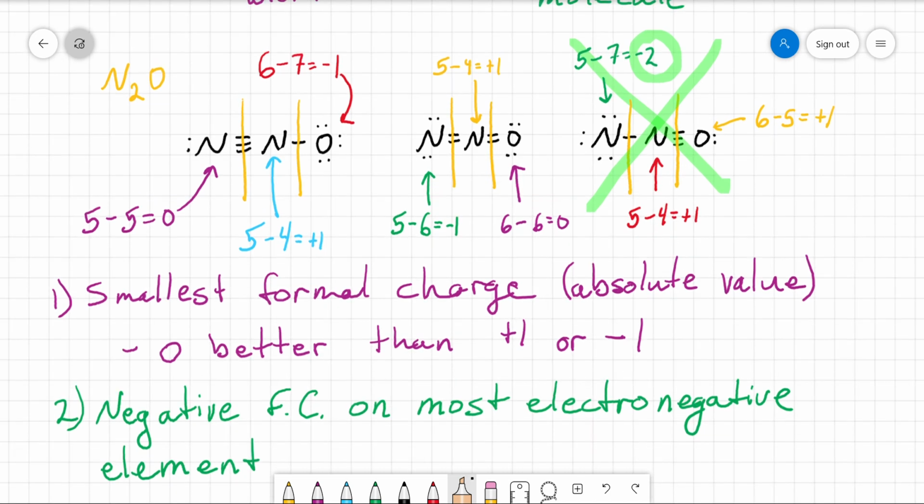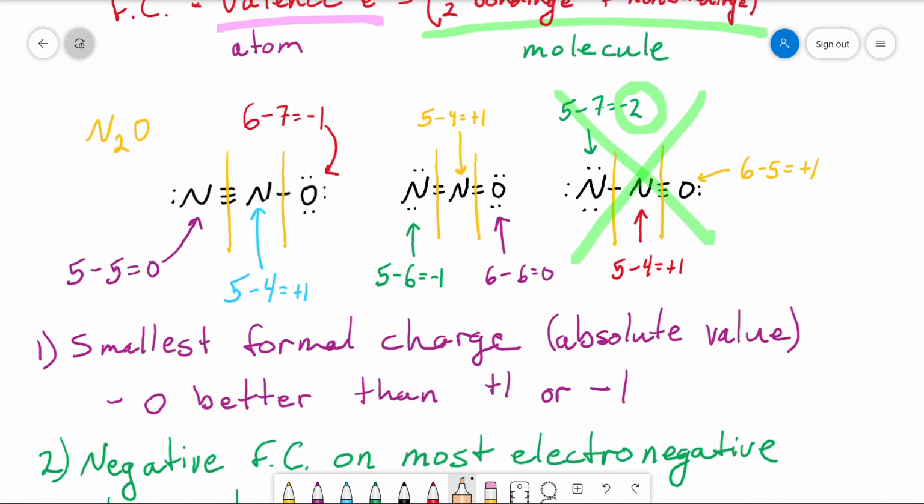Okay, so if we look at the two remaining Lewis structures, we have a -1 on an oxygen, and here we have the -1 on the nitrogen. Which is more electronegative, nitrogen or oxygen? Now we look at the periodic table, oxygen right there next to fluorine, second most electronegative element. Therefore, this is the most electronegative element, and we want the negative formal charge on the most electronegative element, so that one is no good. Okay? And that means this is the correct Lewis structure.